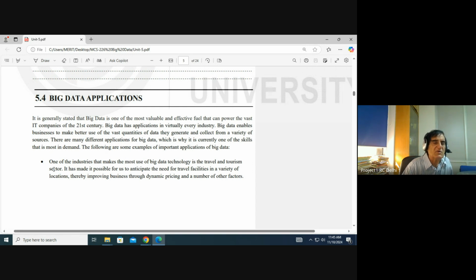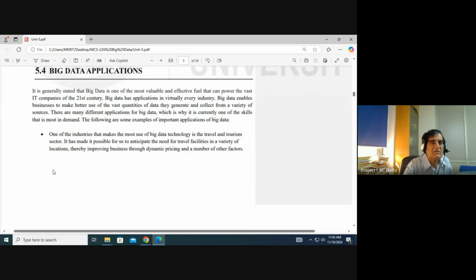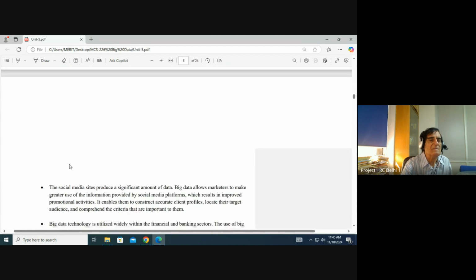And most of the places are being put as a part of the tourist spots. Tourism sectors, it has made it possible for us to anticipate the need for travel facility in a variety of locations. Now so many trains, so many airports, buses and cars and Uber type of things have been started that makes the thing much easier. If the pricing has decreased, the things become much faster.